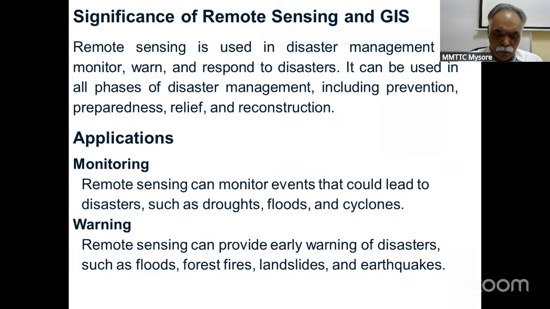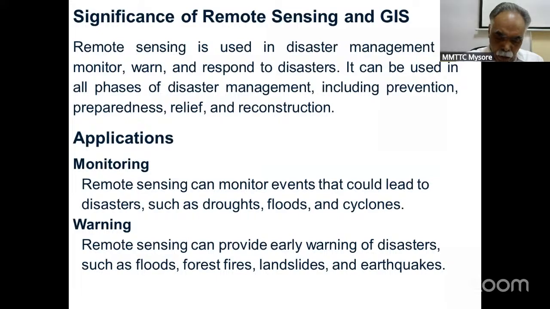So I think most of you might have heard about remote sensing. Remote sensing is a technology where satellites provide information about the land or the earth's surface. That is the major aspect of remote sensing.